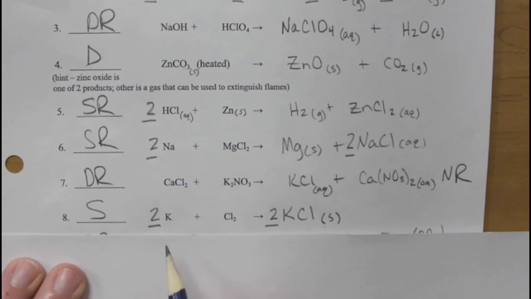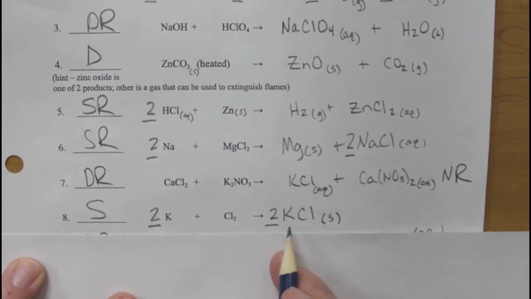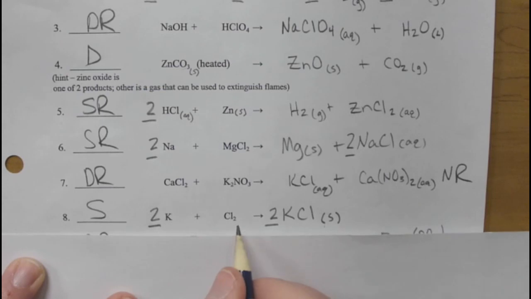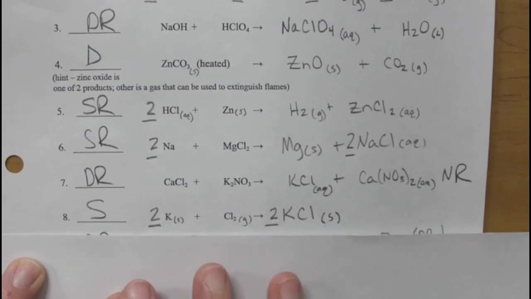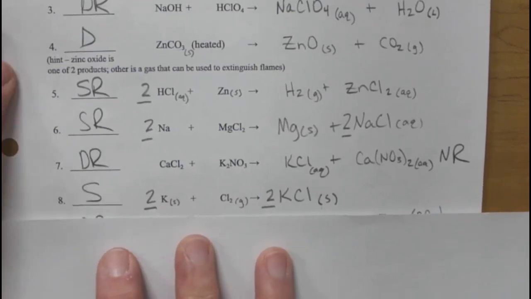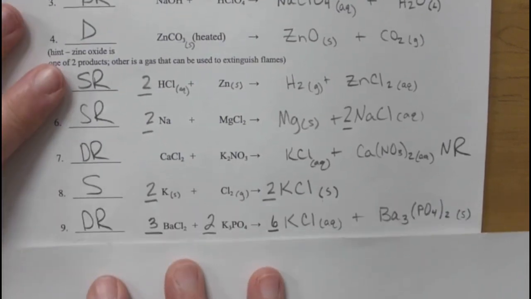Number 8, synthesis, because we have 2 elements. They're going to combine and just make the compound that they make, potassium chloride, which has to be written like this. Again, this is going to be a solid. It's an ionic compound, so it's going to be a solid. The idea is there's no water around, so it can't be aqueous. We balance it, we get a 2 and a 2.